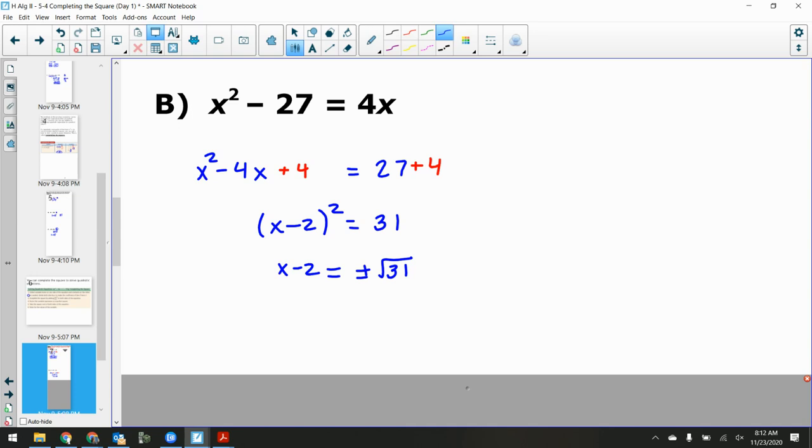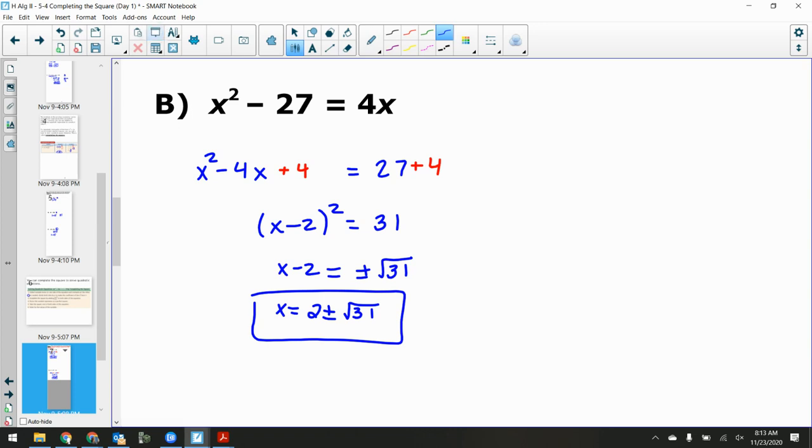So the last thing that I need to do is just get x completely alone by adding the 2 over to the other side. So I can literally leave it: x is equal to 2 plus or minus the square root of 31. Because if I wanted to evaluate the square root of 31, it would be, I don't know, 5.6 or something like that. So it's not something that I can write exactly as a decimal. Okay, that's the most exact I can get.